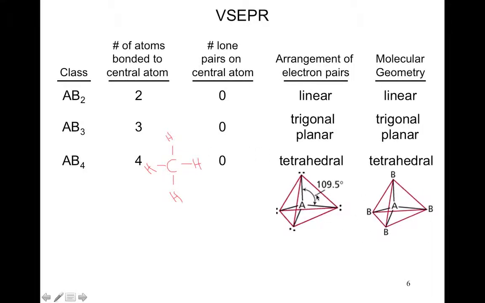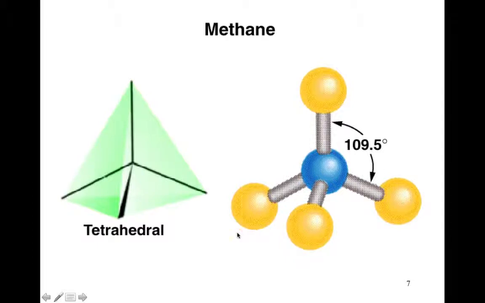And it gives you your bond angle here of 109.5, and then here your shape is tetrahedral. So hopefully that's pretty easy. Here, methane, same thing, CH4. So carbon, hydrogen, hydrogen, hydrogen, hydrogen.